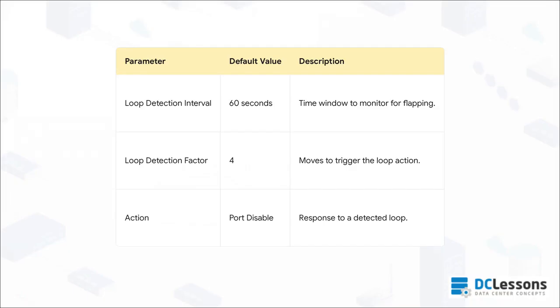The parameters here are going to look really familiar. You've got a detection interval, 60 seconds by default, and a detection factor, 4 moves by default, plus that critical choice of action. The key difference, and let's be super clear on this, is that this is targeting flapping between just a pair of ports. Rogue endpoint control is looking for much wider, more chaotic movement across many ports.